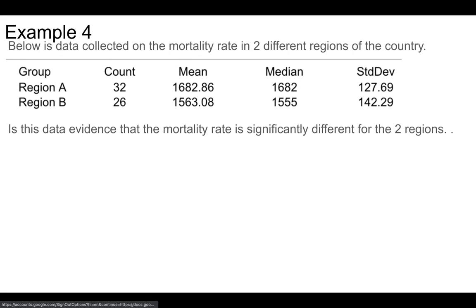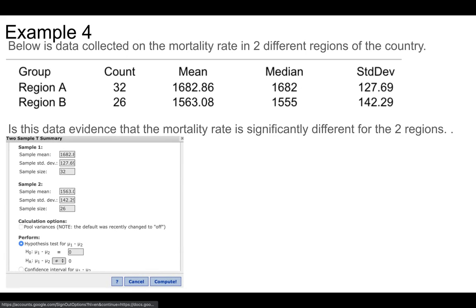Last example. Below is data collected on the mortality rate in two different regions of the country. Is this data evidence that the mortality rate is significantly different for the two regions? Okay, so once again, in this particular case, it didn't specify whether A or B was sample 1 or sample 2. So I just put the information for region A in sample 1.